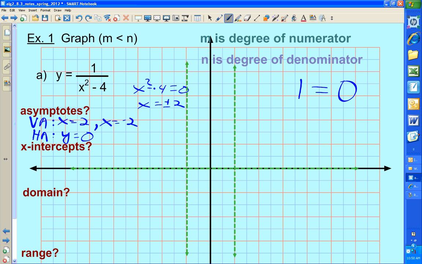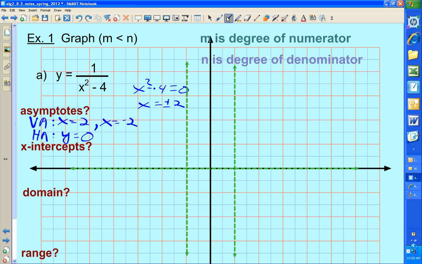Really? None of them. Are you telling me that this is always a true statement? I don't think so. This is never true. Not even on the third Tuesday of an odd month in an even year in a blue moon. Not going to happen. So there are no x-intercepts.